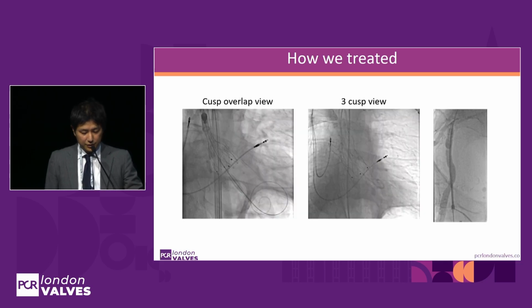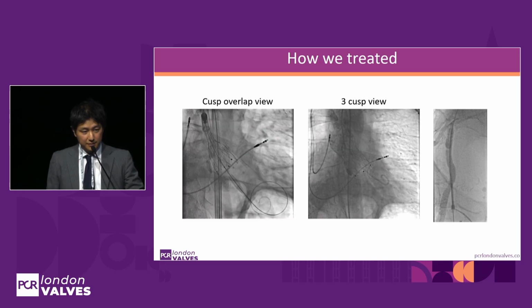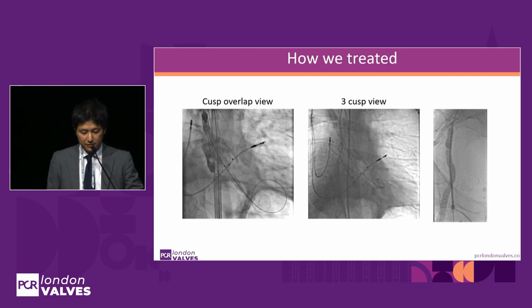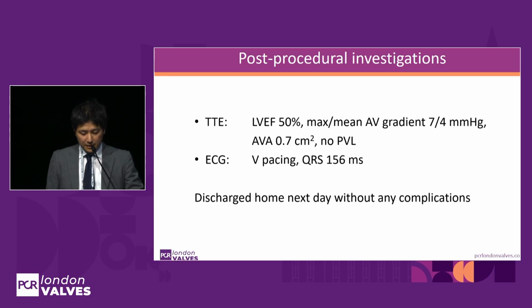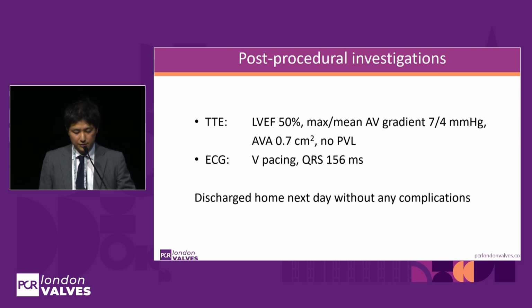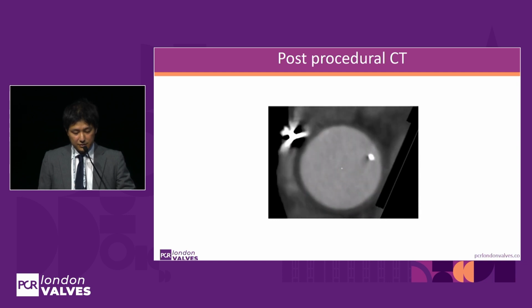The procedure was very straightforward, so I won't explain too much. We started from the cusp overlap view, and if we are happy, then go to the LCC isolation view, and then we deployed. This is the final result, with good implantation depth and no PVL, as you can see, and we closed the groin successfully. This is the echo the day after: a single-digit mean gradient, already improved ejection fraction, and no PVL, and the patient went home the next day without any complications. If you look at the post-TAVI CT, you can see the well-expanded Navitor stent frame.